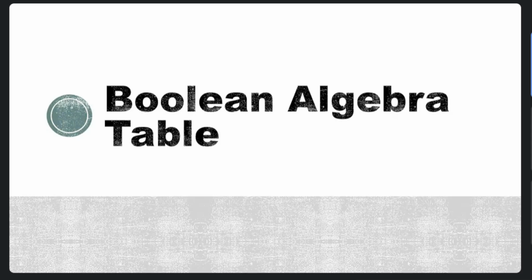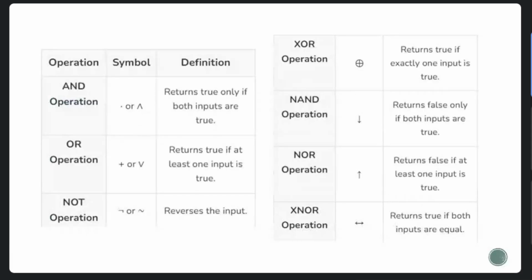So, Boolean algebra. The AND operation, OR operation, and NOT operation are the three basic operations that we use. And then, we also have the XOR operation, NAND operation, NOR operation, and XNOR operation. Those four are additional operations that we use for circuits.